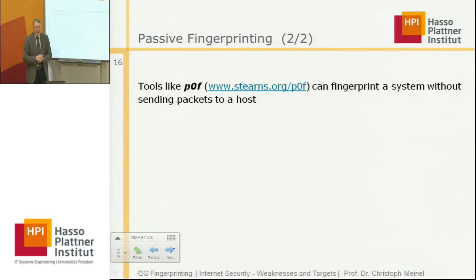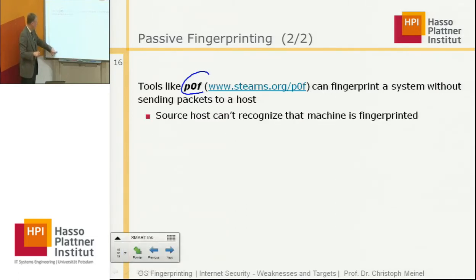So of course, this is also supported by tools. A tool in this context is a POF tool. With a POF tool, one can fingerprint a system without interacting with the system one wants to attack. So with POF, only by observing network traffic, one can conclude the operating system.